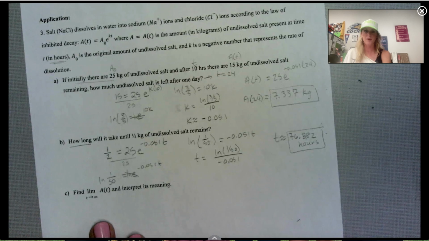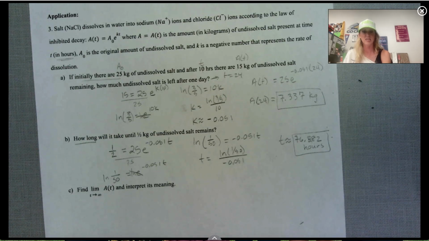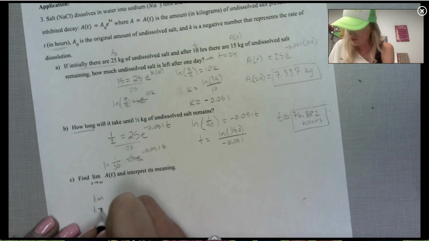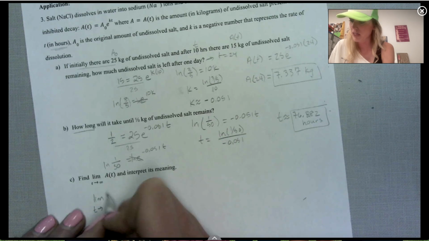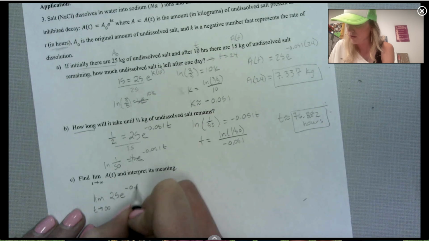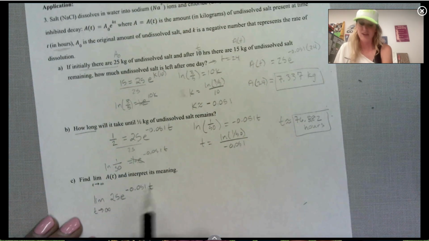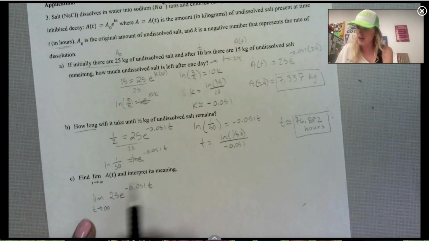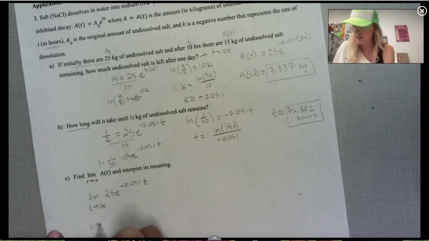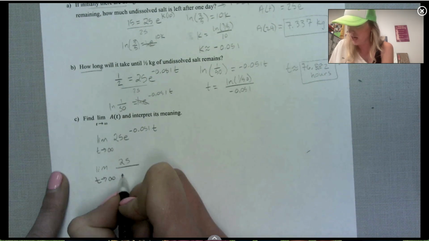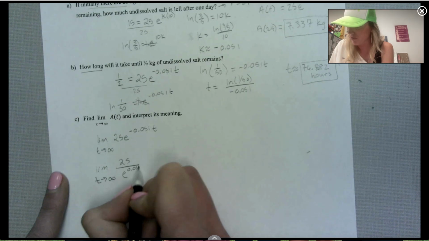All right, now part C says find the limit as t approaches infinity and interpret its meaning. Okay, so we're finding the limit as t approaches infinity of kind of our generic function. So we're going to plug in k. So we have our initial amount, 25 e to the negative 0.051t. So that's kind of my function, right? So as time approaches infinity, remember negative exponents I can also write like this. I can move it to my denominator and make it positive. So we can also write this as 25 over e to the positive 0.051t.